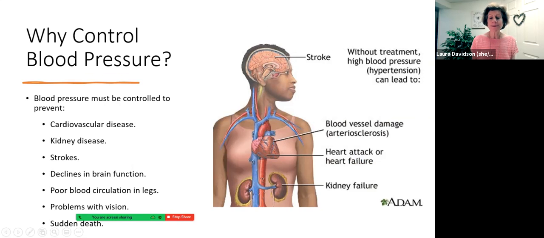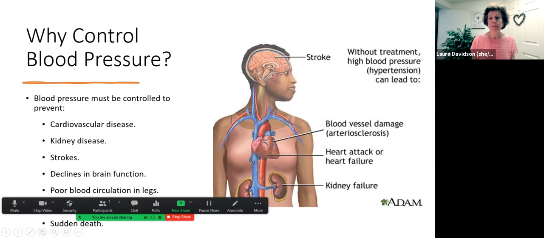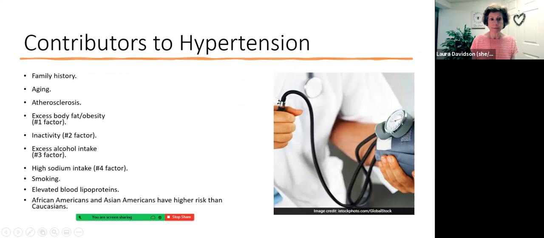It is important, as I mentioned, to manage blood pressure because blood pressure is connected to so many diseases, and you see them here. It's not just heart disease, it's not just stroke, it's kidney disease, it's brain function as well, and cognitive decline in aging, it's vision, it's sudden death.